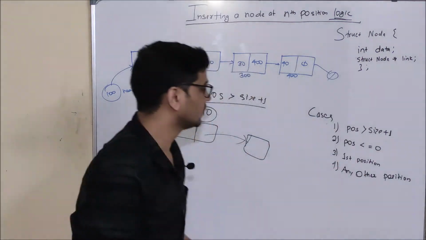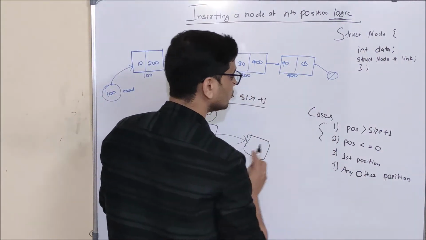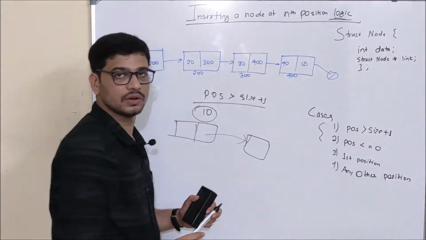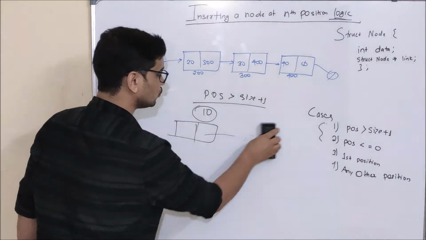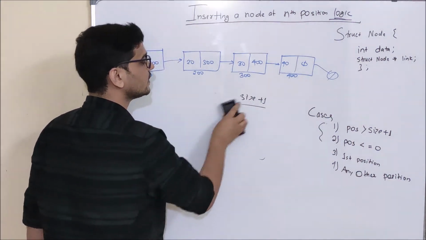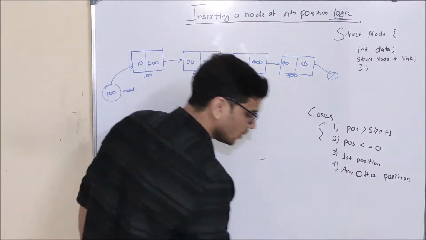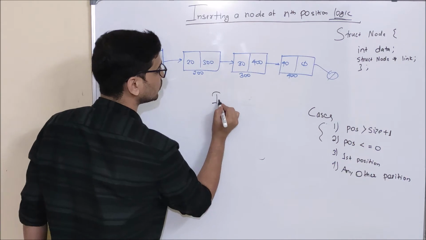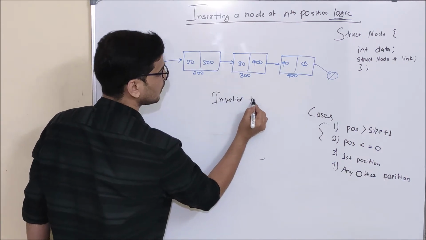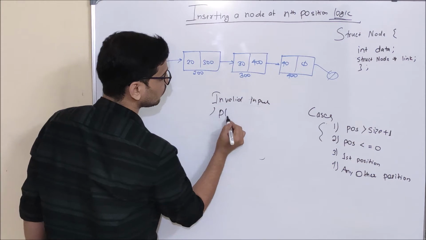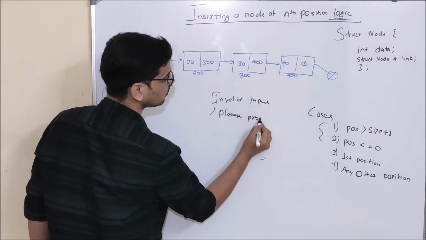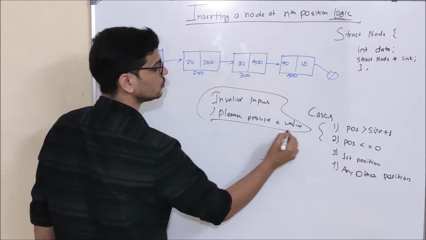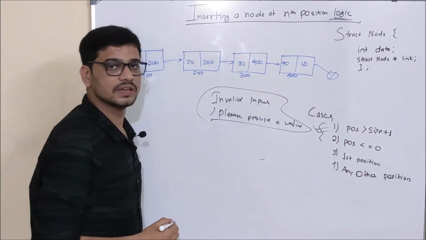Now, how to deal with these two cases? Suppose the user has given us an input that is position greater than size plus 1 or position smaller than or equal to 0. These are error cases. To deal with them, we need to convey a message to the user that they have given an invalid input, and please provide a valid one. So this is all we need to do to deal with these two cases.